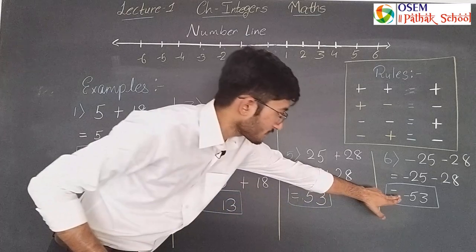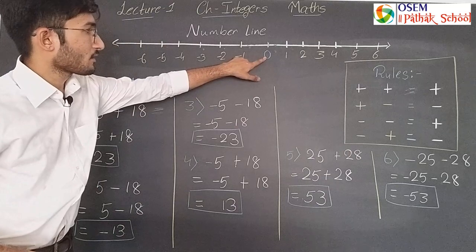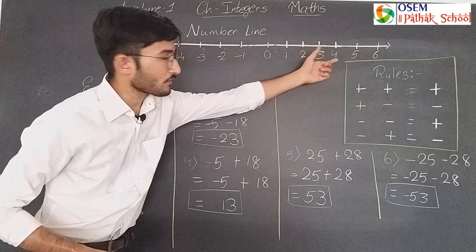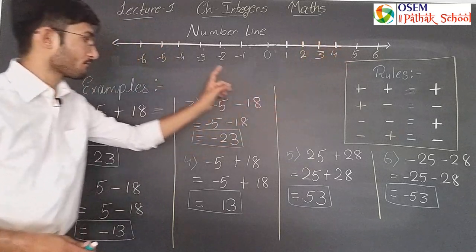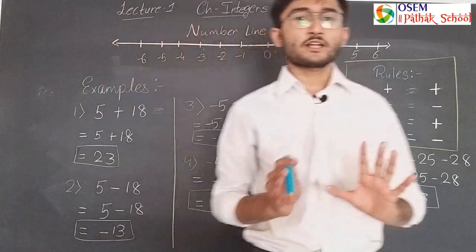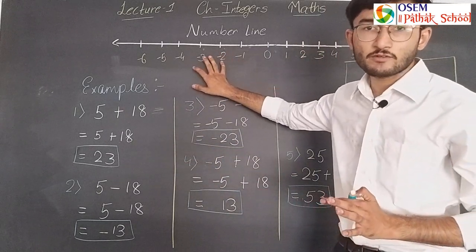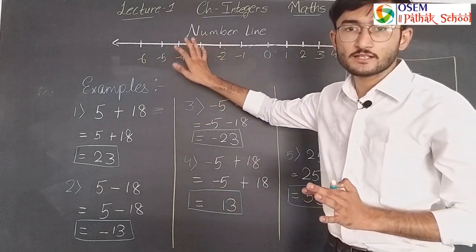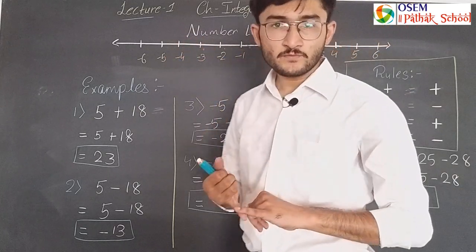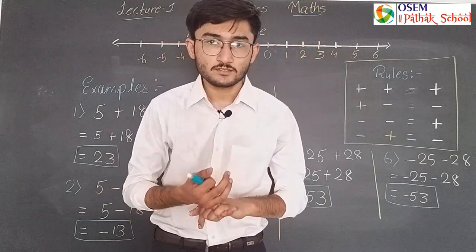See, minus 53 and plus 53. This minus 53 will lie on the left side of the 0. This positive 53 will lie on the right side of the 0. It is the same for each and every one. You can draw the number line and represent your answers accordingly. There is no need to take a gap of one number. You can take a gap of 5 numbers, 6 numbers, 10 numbers and so on, and draw the line accordingly. So this was about addition and subtraction of positive integers with negative integers.